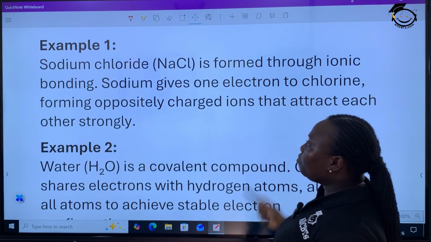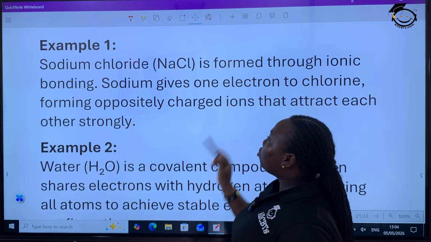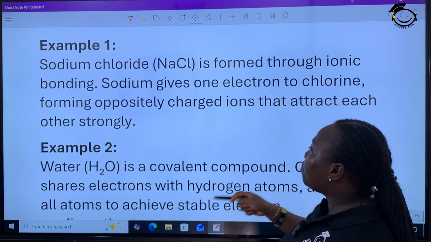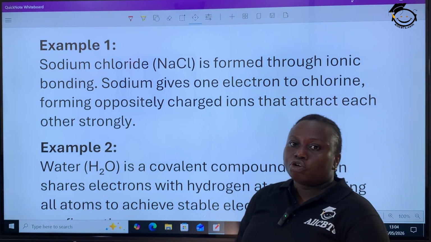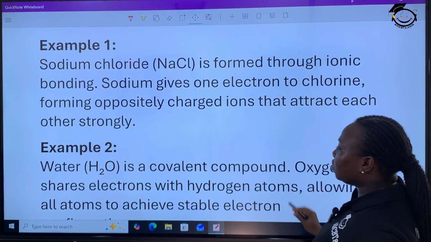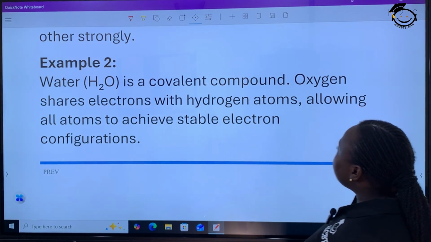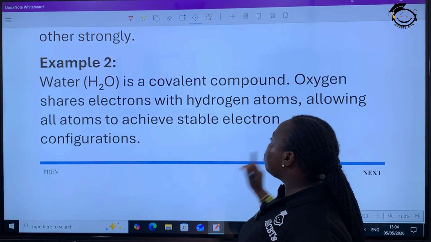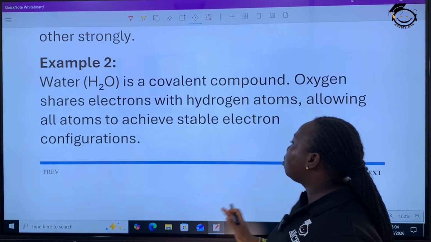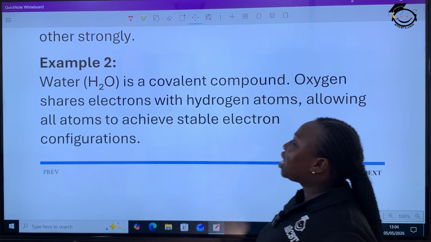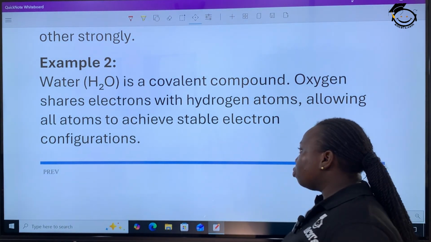For example, we can say sodium chloride is formed through ionic bonding. Sodium gives one electron to chlorine, forming oppositely charged ions that attract each other strongly, like what we said. Water, H2O, is a covalent compound. Oxygen shares electrons with hydrogen atoms, allowing all atoms to achieve stable electronic configuration. Because they are two non-metals, they share electrons.